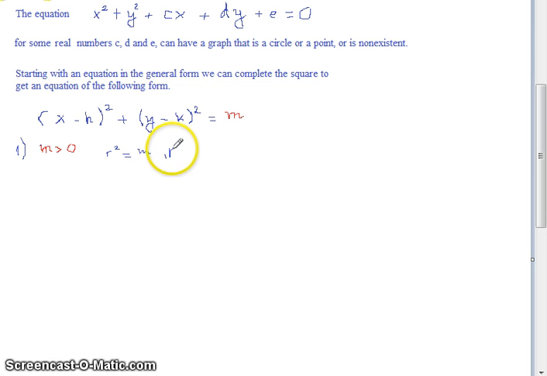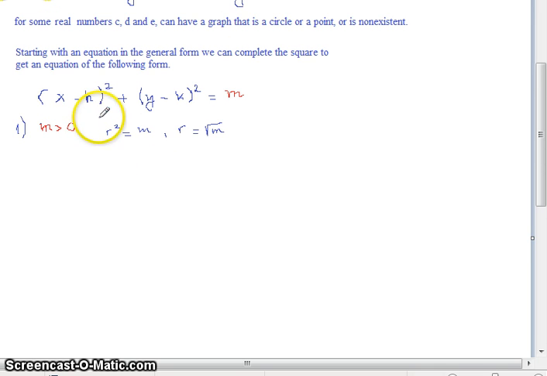So this equation will be an equation of a circle, whose center has coordinates h and k, and the radius is square root of m.